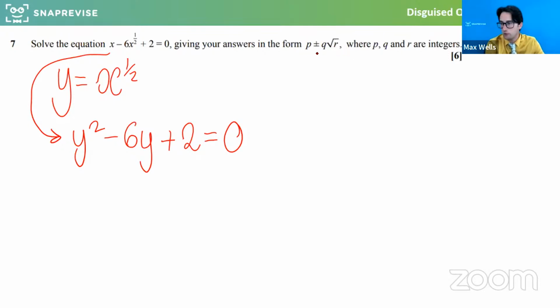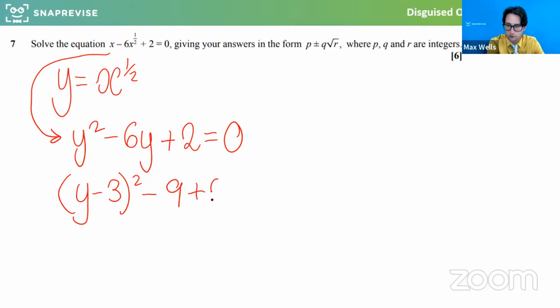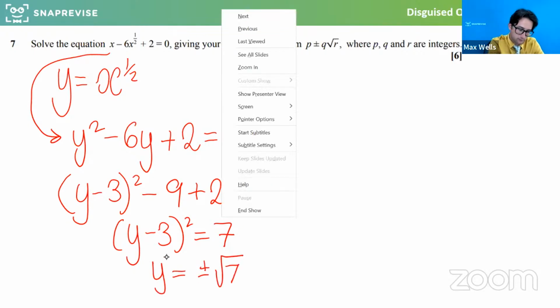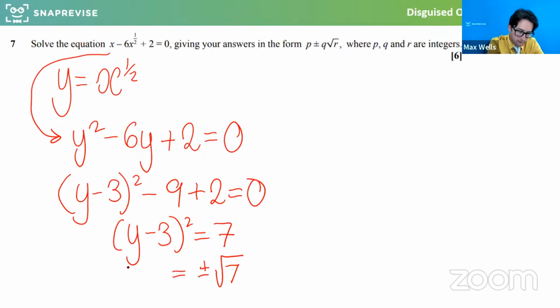And this is where we can use the question to our advantage. So what we can do is we can go y minus 3 squared minus 3 squared, which is 9, plus 2 equals 0. Tidy that up, we get y minus 3 squared minus 7 is 0. If I rearrange that, then y minus 3 equals plus or minus root 7. If I square root both sides, and then I need to add that across.